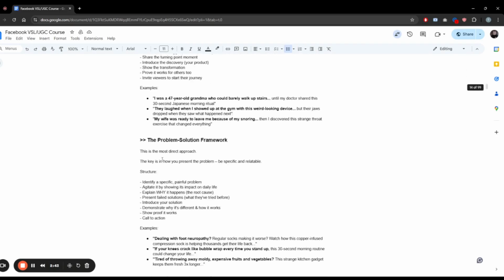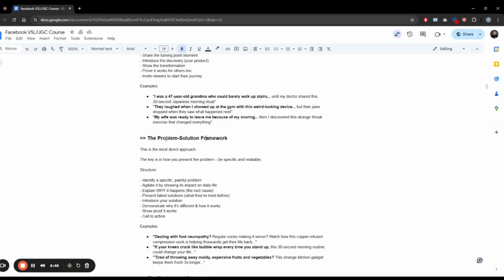And then moving on, you can have the problem-solution framework. This is the most direct approach. The key is in how you present the problem. So you need to be specific and relatable. And this usually works well for markets that are very aware of their problem, but they might be struggling to find an effective solution. So now your job is to convince them why your solution actually works, and maybe reveal something about the problem they might not know, and explain why all the other solutions failed.